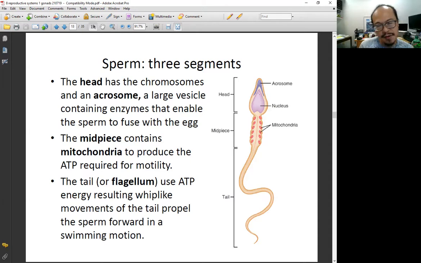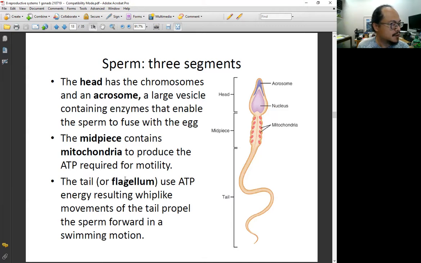Then here is the nucleus. The nucleus contains the DNA, haploid. And the mid piece here contains a lot of mitochondria. Mitochondria are the organelles that produce ATP, because the sperm need to swim over a long distance in order to conduct this fertilization. And the swimming is conducted by these tails. These tails are called flagellum.